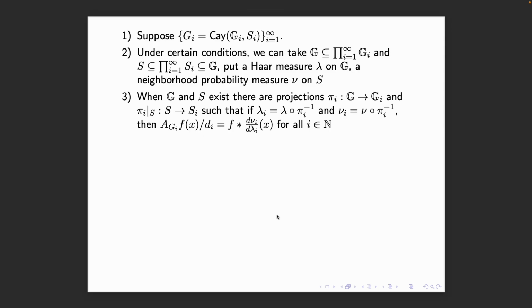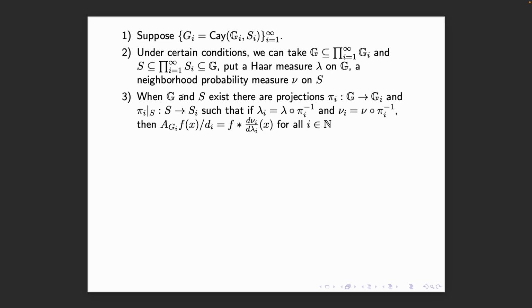To put it a little bit more formally, imagine you have a sequence of Cayley graphs. There are certain conditions under which we can find a subgroup of the product of all of the groups in this sequence, and we can find a generating set that's a subset of the product of all the generating sets, which is also going to be a subset of this group. We can put a Haar measure, lambda, on the group, and we can put a neighborhood probability measure on this set.